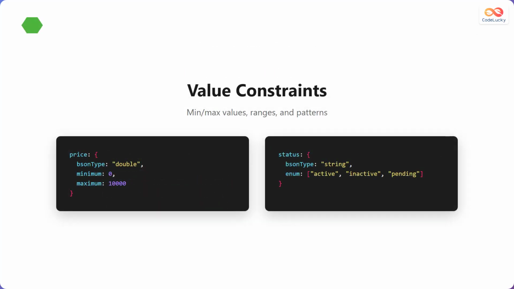You can also impose constraints on the values that fields can hold. For a price field, you can specify the bsonType as double and set minimum and maximum values to restrict the price to a specific range. You can use the enum operator to ensure that a field's value is one from a list of allowed values. In this example, the status field can only be active, inactive, or pending.